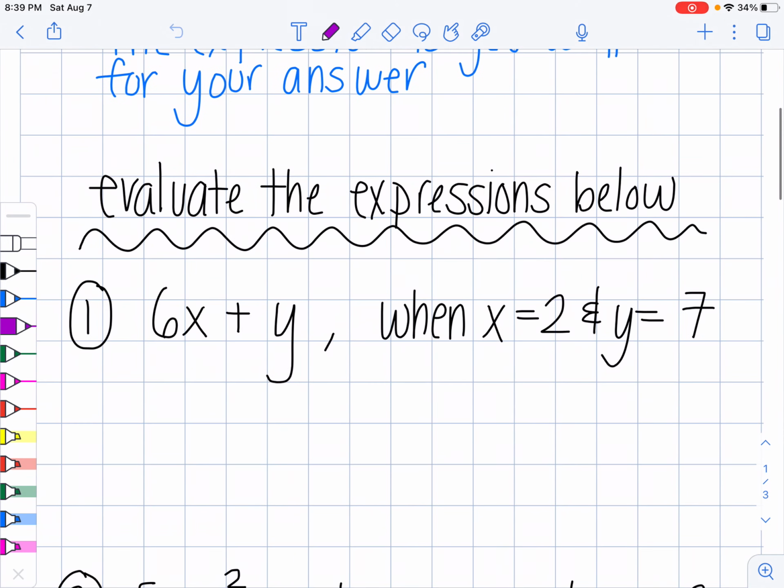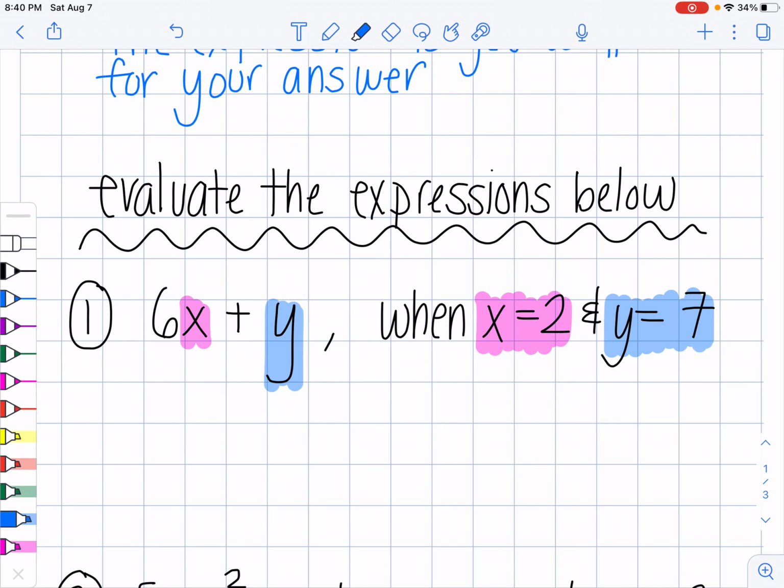Okay, so I want to evaluate the expressions below. My first expression says 6x plus y. And they want me to evaluate it when x is equal to 2 and y is equal to 7. So I notice here I have a variable x and I have a variable y. Here they're telling me x is equal to 2 and y is equal to 7.